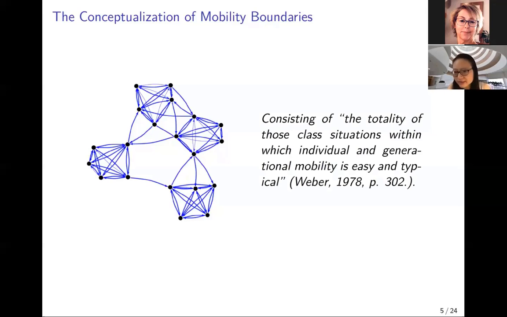Interestingly, this is also consistent with Weber's definition of social classes, when he said social classes consist of the totality of class situations within which individual and generational mobility is easy and typical. So we want to make a case that conceptually, it is quite intuitive to think about latent boundaries as naturally defined in terms of mobility.